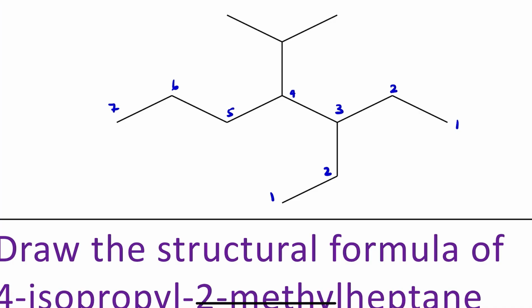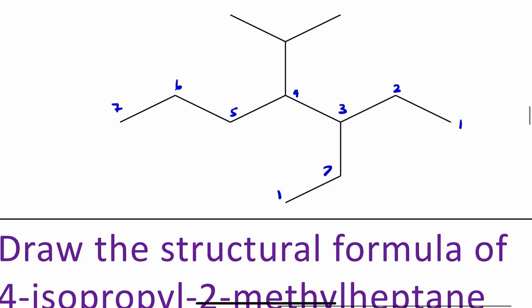If I did it like this, my third carbon has an ethyl group. If I did the 1 and 2 down here, my third carbon still has an ethyl group, so that doesn't make a difference. So I'm going to leave it like this.